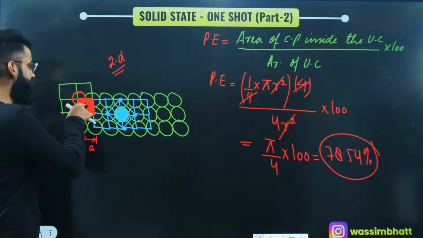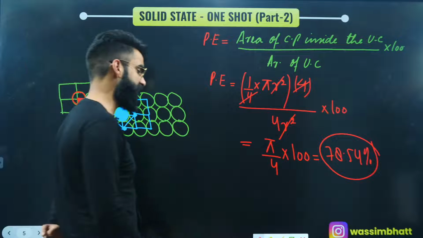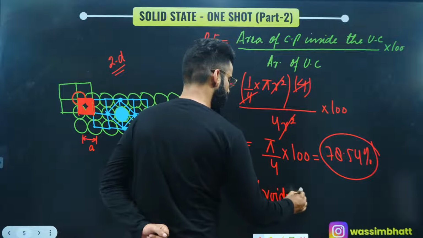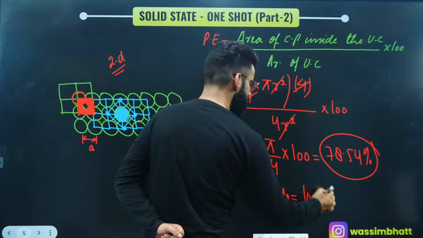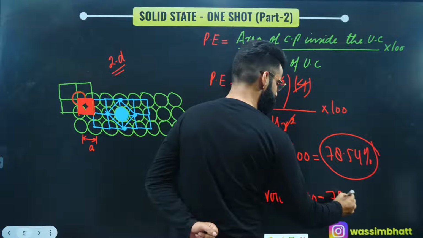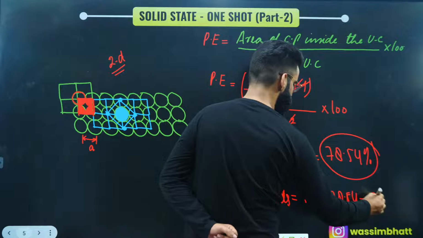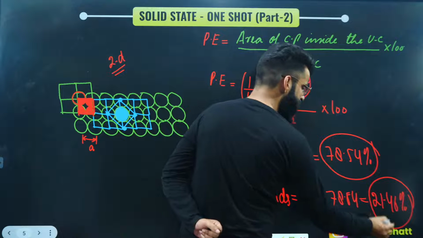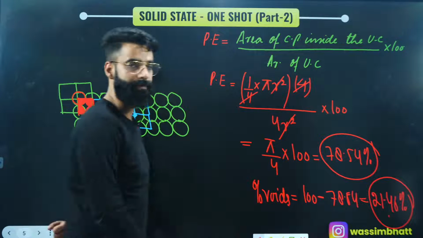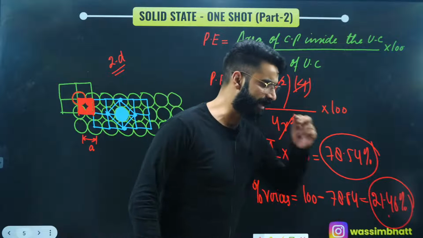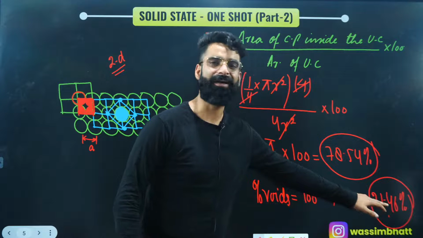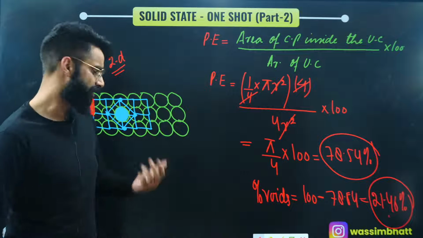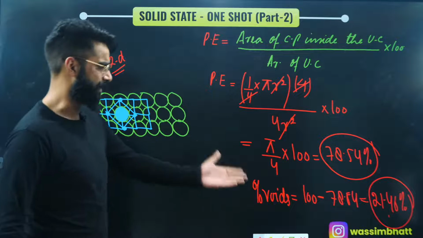In the middle, there is some empty space as well. If I want you to calculate the percentage of empty space, which I call the percentage of voids, it is simply going to be equal to 100 minus 78.54. The value comes out to be 21.46%, right? So this much area out of the total area of the square will be empty, and that empty space in the unit cell is what I call the voids. So I got to know the percentage of voids as well, which is 21.46.